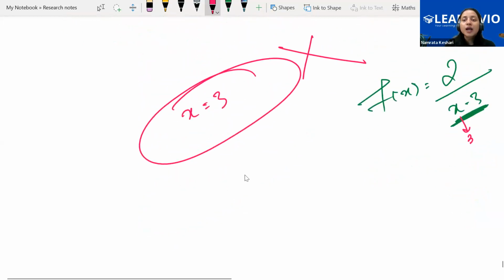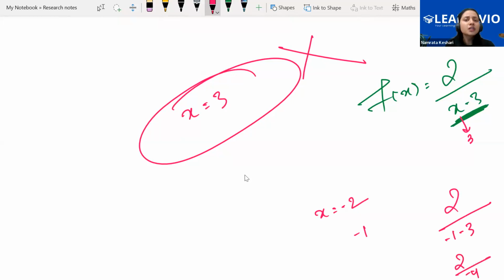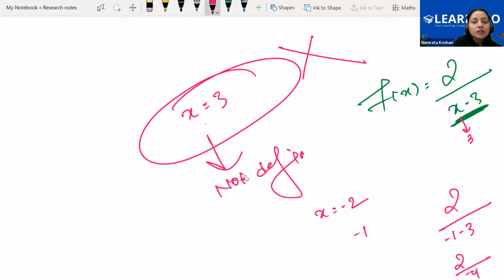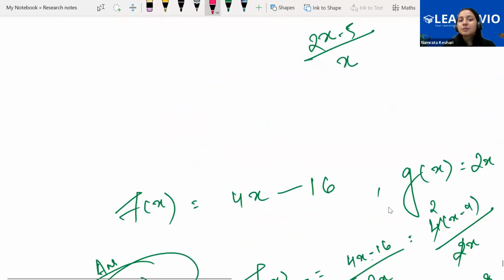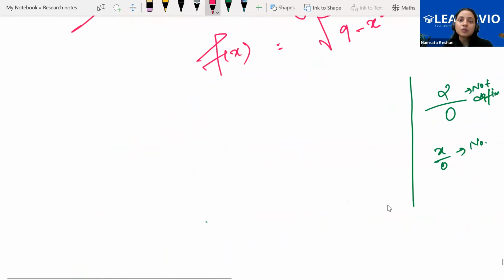Lower than 3, suppose you are taking x equals minus 2, or maybe x equals minus 1. Let's check it. 2 by minus 1 minus 3, 2 by minus 4. It is okay. The value can be a negative number, positive number, 0, everything is okay. But this 3 is making it not defined. We will avoid this 3 in this scenario. So that much important is this concept that the denominator should not be 0. Not only for functions, always we will say in mathematics that the denominator should not be 0.